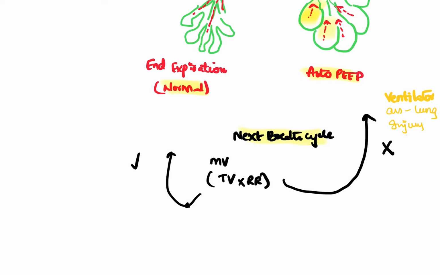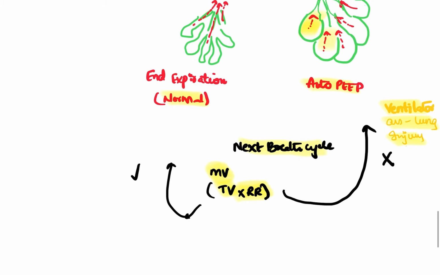If the ventilator decides to give the next breath cycle in the patient with the auto PEEP, then it can cause something called ventilator associated lung injury. So the breath cycle, which is actually designated by minute volume or minute ventilation, which is basically tidal volume times respiratory rate, causes the lung injury due to excess volume and pressure created over there.